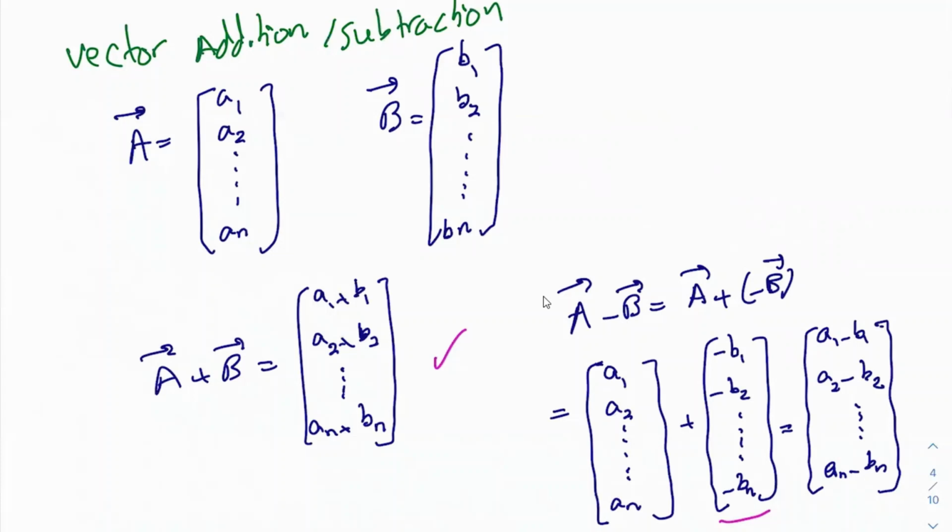A minus B is the same thing. It's just you first negate B, you multiply by -1, and then you add them together, right? What will happen at the end is that you again subtract them component-wise. A1 minus B1, A2 minus B2, and all the way An minus Bn. Good.